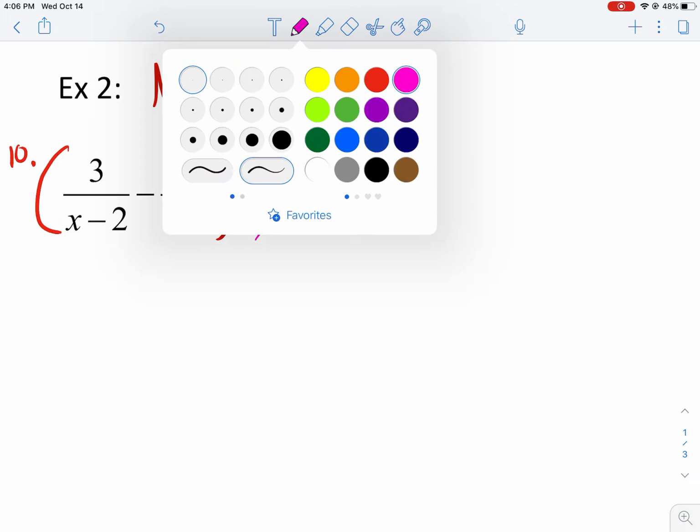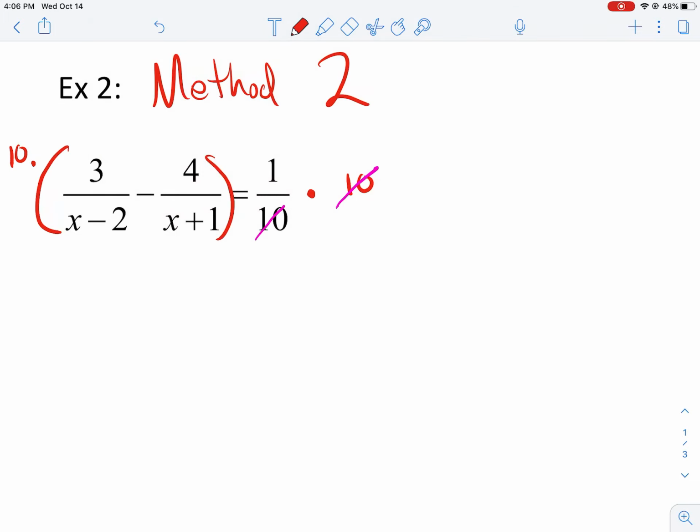This guy goes away on the right, and on the left, you have to make sure that we multiply this 10 into both pieces. Okay, so now remember this is 10 over 1, right? So we multiply everything in the top. Okay, we're just multiplying the 3 and the 4. All right, so we got 30 over x minus 2 minus 40 over x plus 1 is all equal to 1. Okay, and the reason why I did that is because now when I come up with a common denominator, I don't have to account for that 10 anymore.